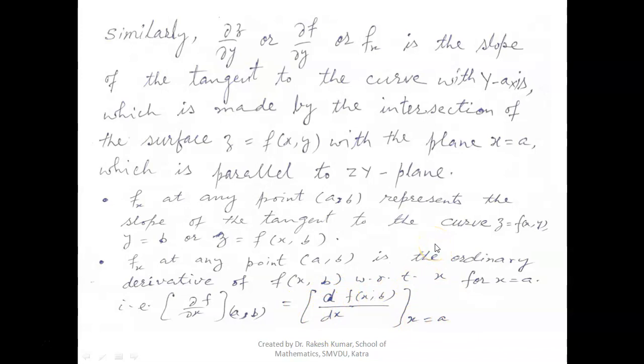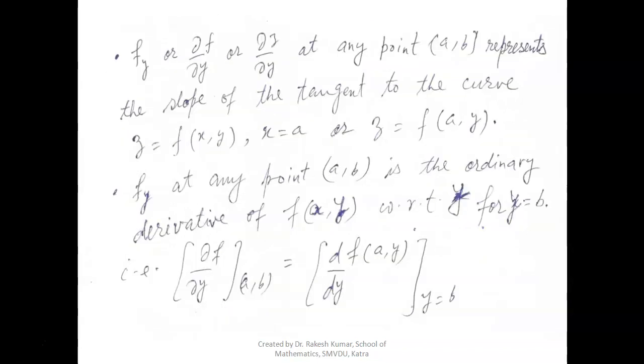A similar interpretation can be given for ∂/∂y of f at point (a,b). So this is the interpretation: ∂/∂y of f at (a,b) is simply the ordinary derivative of f(a,y) with respect to y for y = b. So this f(a,y) is a function of y only.